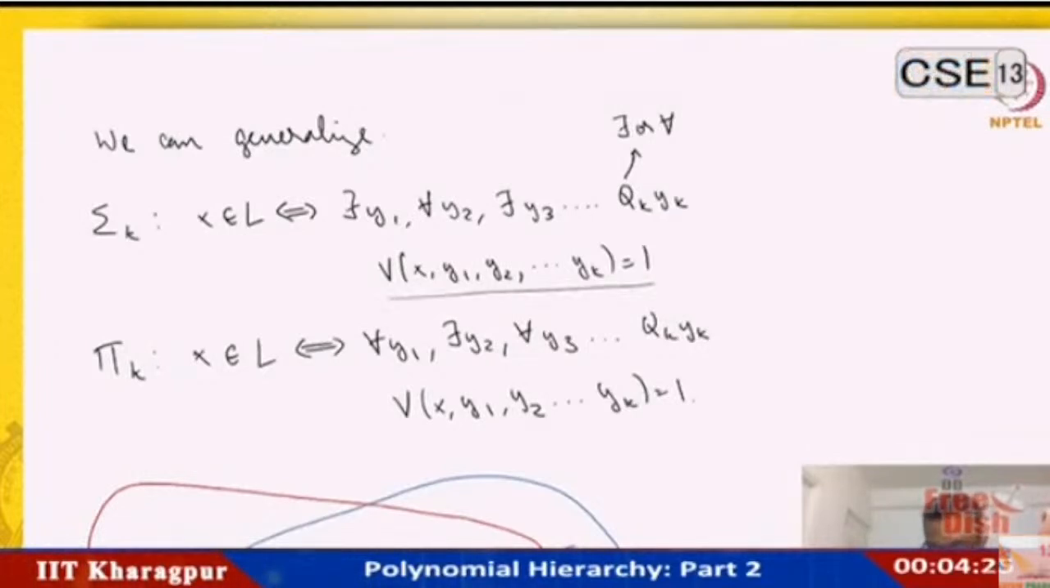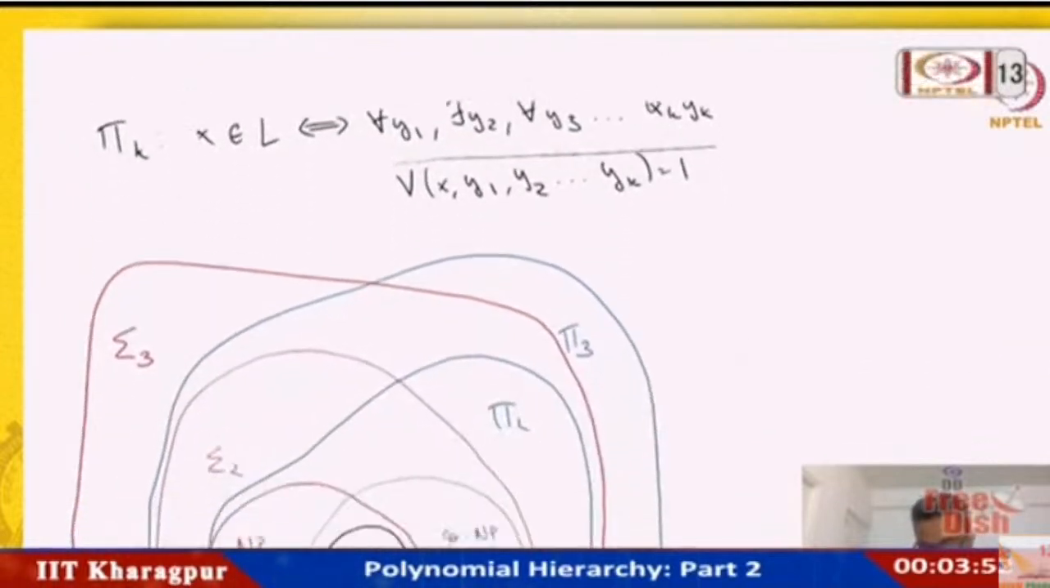Similarly, pi k consists of k alternating quantifiers, starting with a universal quantifier, that is a for all. Again, it's important that these quantifiers alternate, because if the quantifiers are the same, let's say there exists followed by there exists, then you could just combine them into one quantifier. So to get the full power of these quantifiers, they should be alternating.